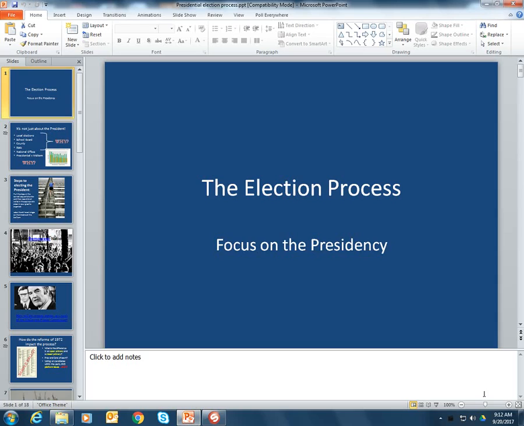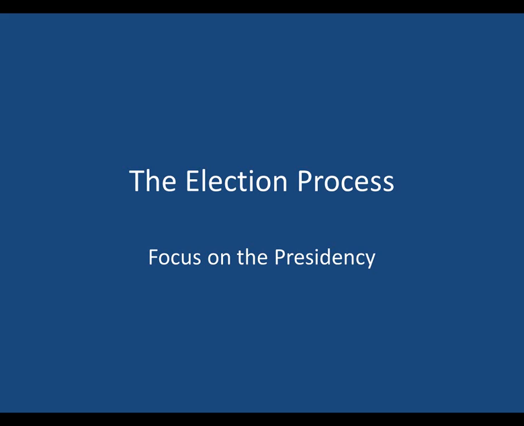All right. So, like I just said, over the next two class periods, we're going to cover the election process and we're going to focus specifically on the presidency. If you look at your graphic organizer, let's understand how we're going to use it. Okay? Graphic organizer is broken into a couple different sections.